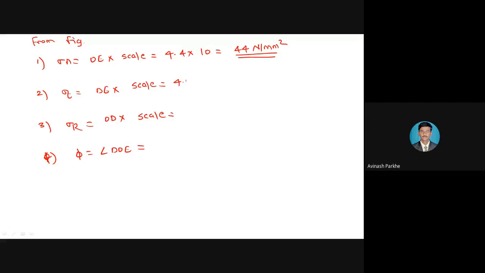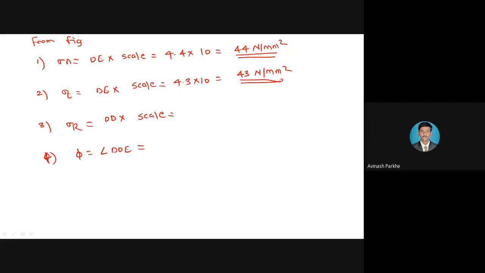Whatever the answers you get, write down that only. 4.3 into 10 is equal to 43 Newton per mm square. Sigma T is 43 Newton per mm square. So take that DE distance as 4.3, multiply by scale 10, and write down the answer 43 Newton per mm square. Okay, I hope you have calculated sigma T.